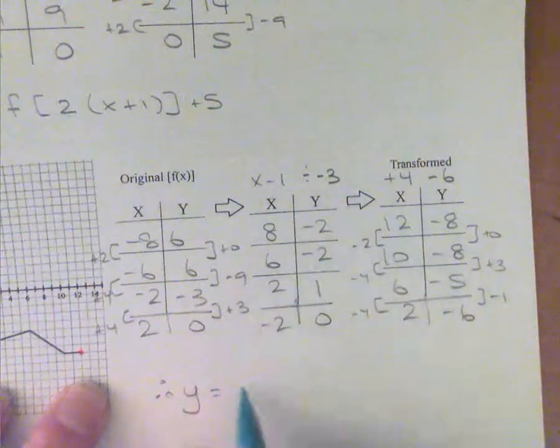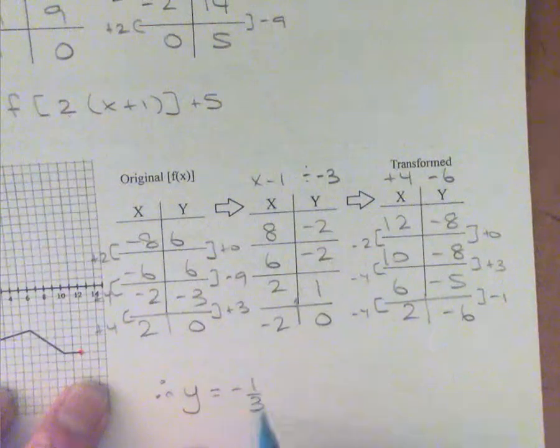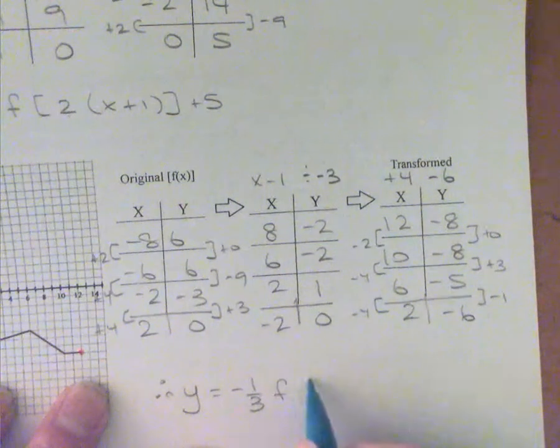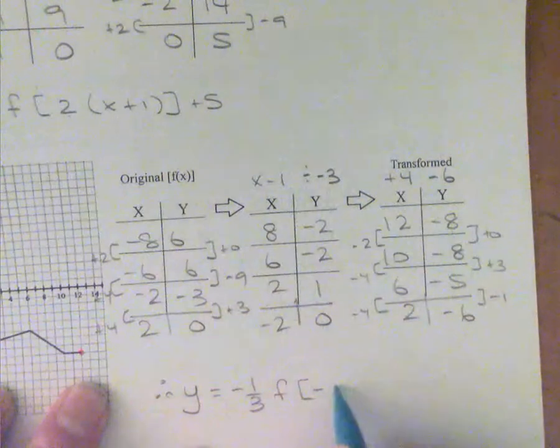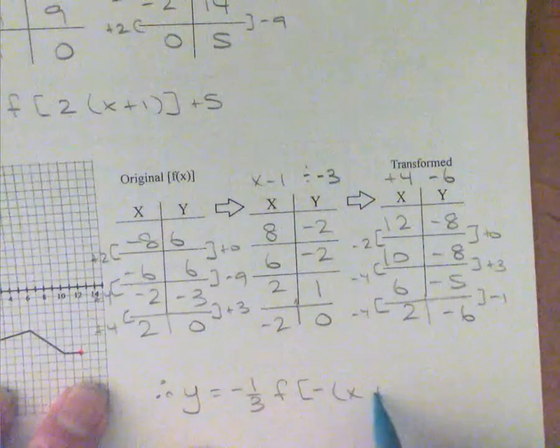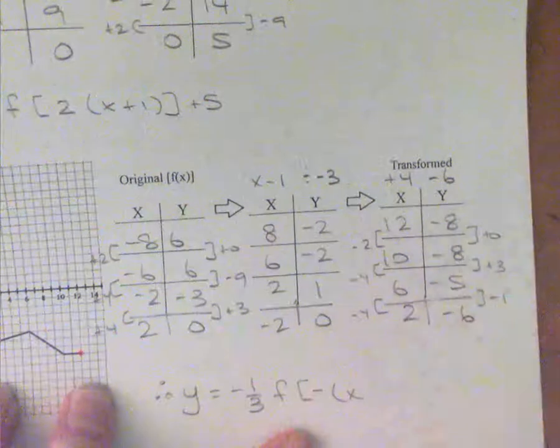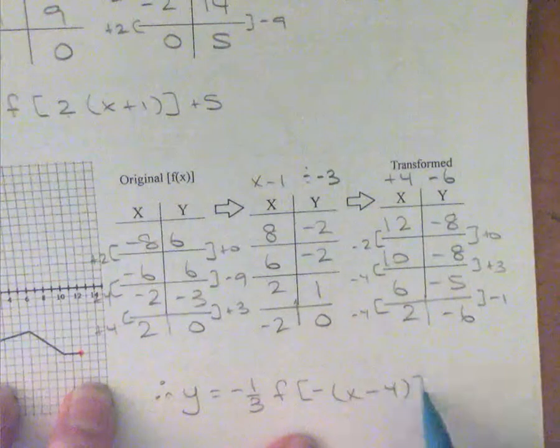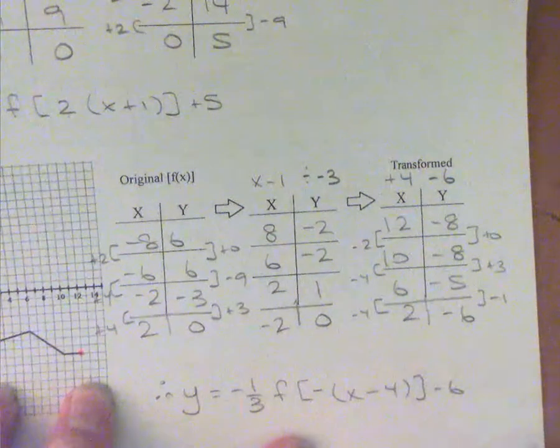So now we can create the equation. So y is equal to, we're dividing, so I'm going to do minus a third. The function, I have minus x minus 4, and then I have minus 6 on the end.